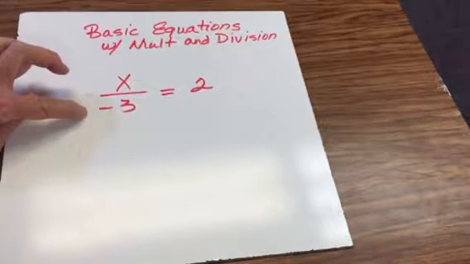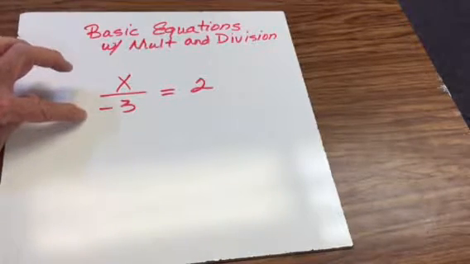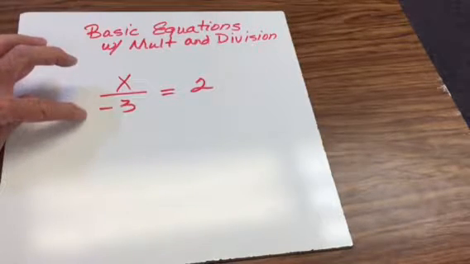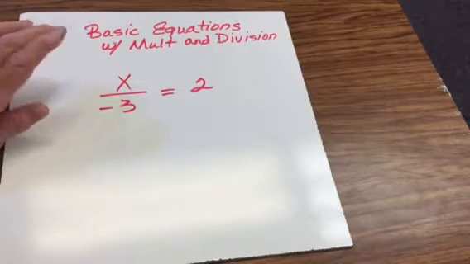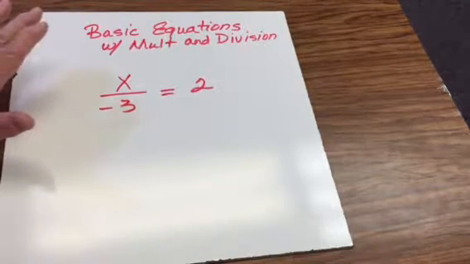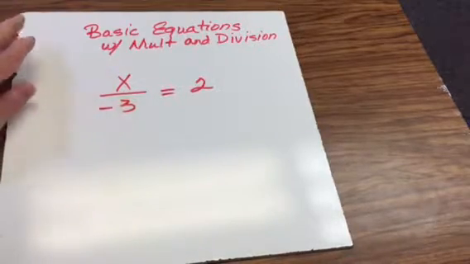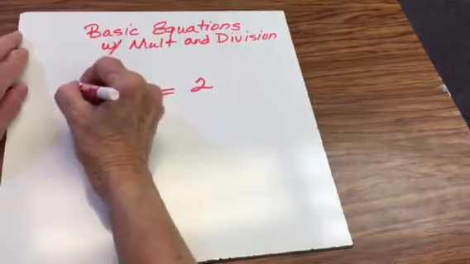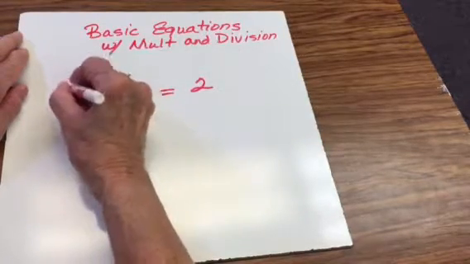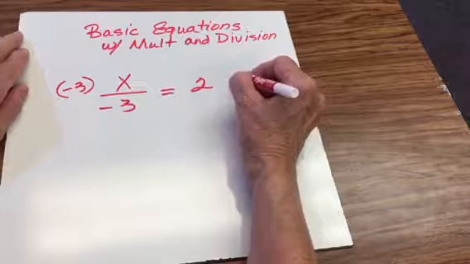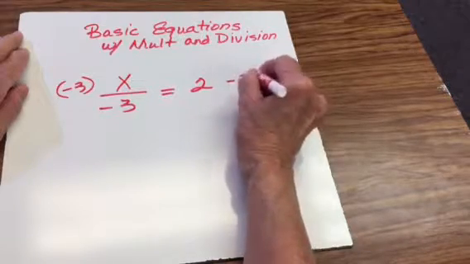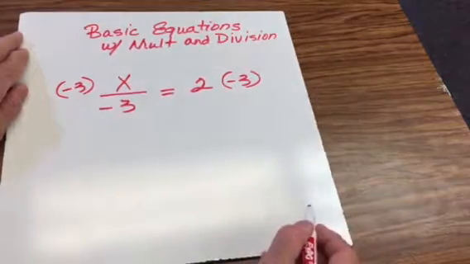In order to find out what x is, I have to determine the inverse of division. The inverse of division is multiplication. The opposite of division is multiplication. On this side, I'm going to multiply by a -3, and on this side, I'm going to multiply by a -3. So I'll just put that down like that.